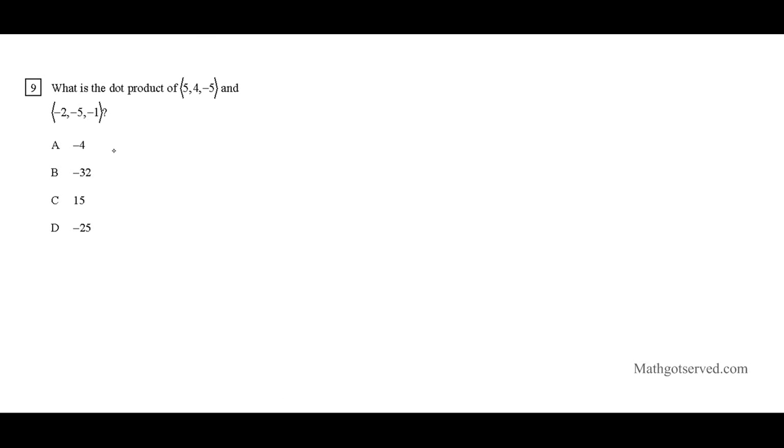All right, so question number 9 says what is the dot product of these two vectors? So let's set it up. We have 5 comma 4 comma negative 5, and we're dotting it with another 3D vector, which is negative 2 comma negative 5 comma negative 1. So all you simply do here is multiply the x's, the y's, and the z's, and then you find the sum of the products. That's how you find the dot product.